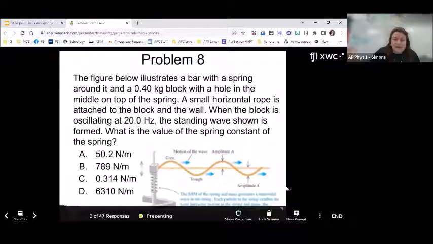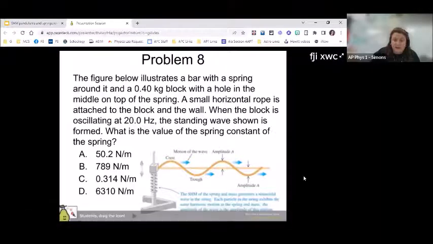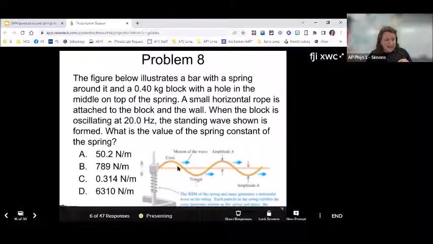Okay, so when the block is oscillating at 20 hertz, we get this wave pattern, a standing wave that's shown here. Let's see if we can figure out the spring constant based on that diagram. So look at your formulas on your formula sheet. Which formulas on that sheet involve the spring constant? And how is any of that other stuff related to this wave that we see here and the information that we're given?